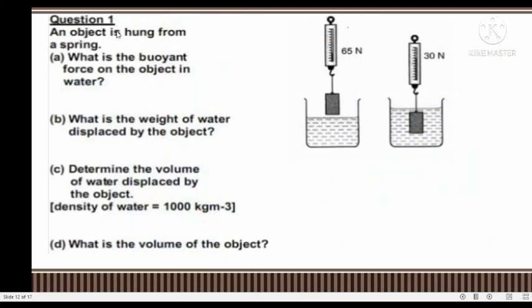Okay, let's look at this question. An object is hung from a spring. The reading on the spring balance in air is 65 Newton. When immersed in liquid, the reading becomes 30 Newton. So what is the buoyant force on the object in water? We already discussed this before. Buoyant force equals W1 minus W2, actual weight minus apparent weight. So we get 65 minus 30, we get 35 Newton.